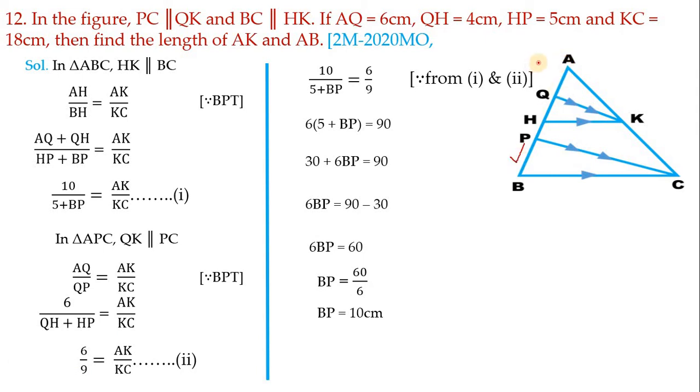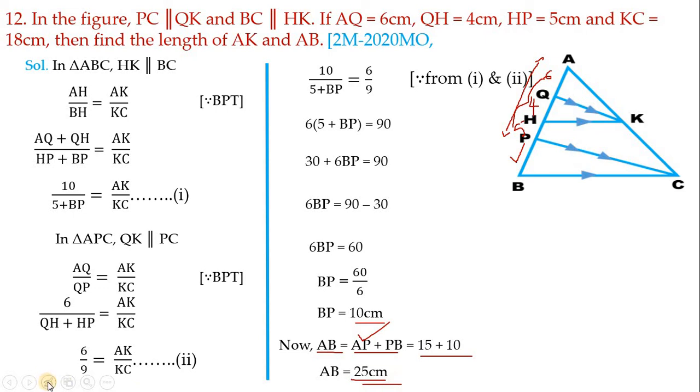Now from A to P, values we know. So AQ value is how much? 6. QH value is how much? This is 4. And HP value is how much? 5. So 6 plus 4 is 10, 10 add to 5 is 15. So AB we can add as AP plus PB. So AP value we have got as 15 and PB value is 10. So finally we'll get AB value is 25 centimeter.